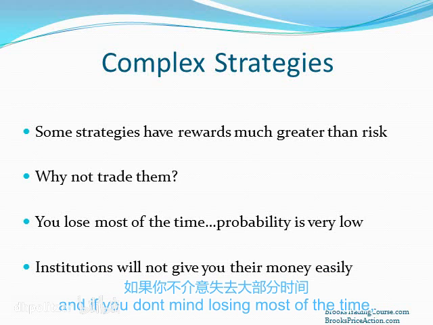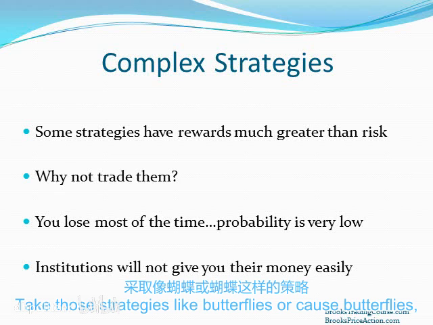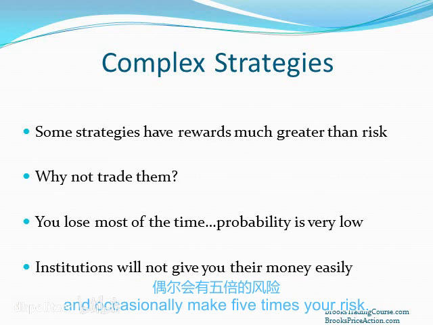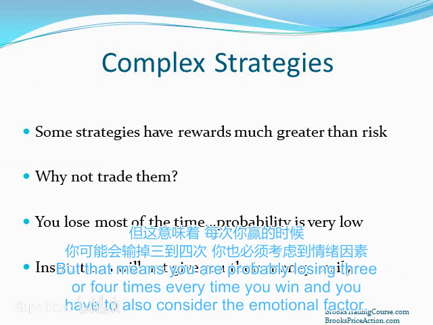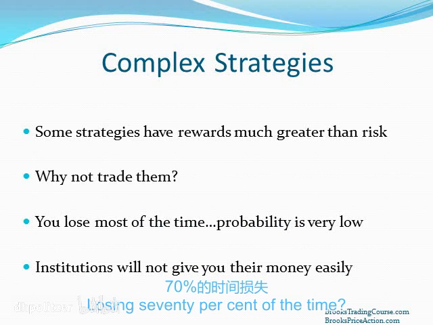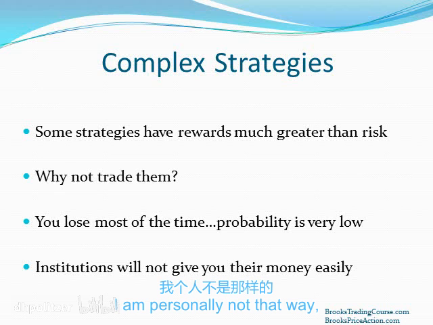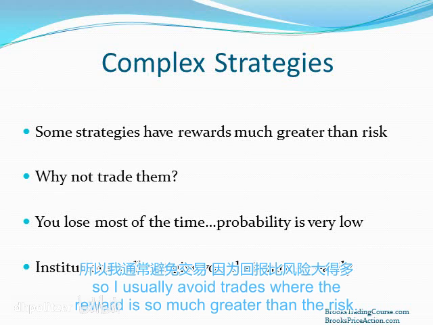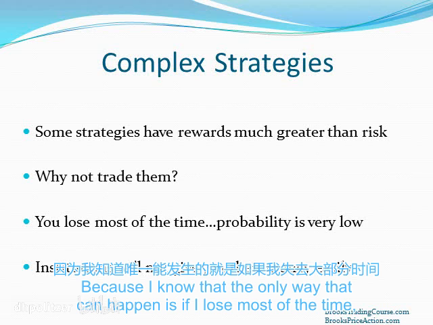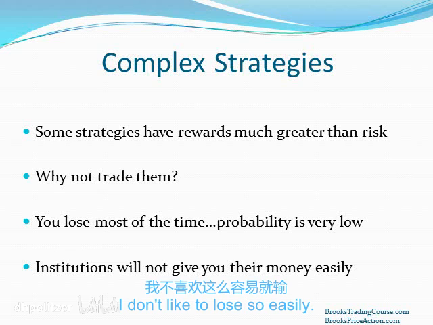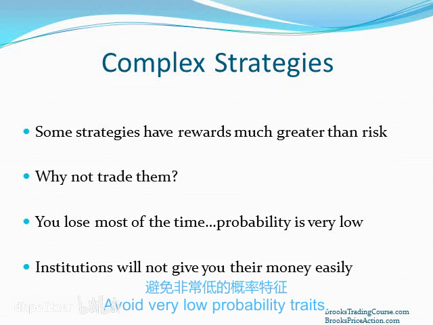And if you don't mind losing most of the time, then go ahead, take those strategies like put flies or call butterflies, and occasionally make 5 times your risk. But that means you're probably losing 3 or 4 times every time you win, and you have to also consider the emotional factor. Are you going to be happy losing 70% of the time, 80% of the time? I'm personally not that way, so I usually avoid trades where the reward is so much greater than the risk, because I know that the only way that can happen is if I lose most of the time. And I like to win. I don't like to lose. So I usually avoid very low probability trades.